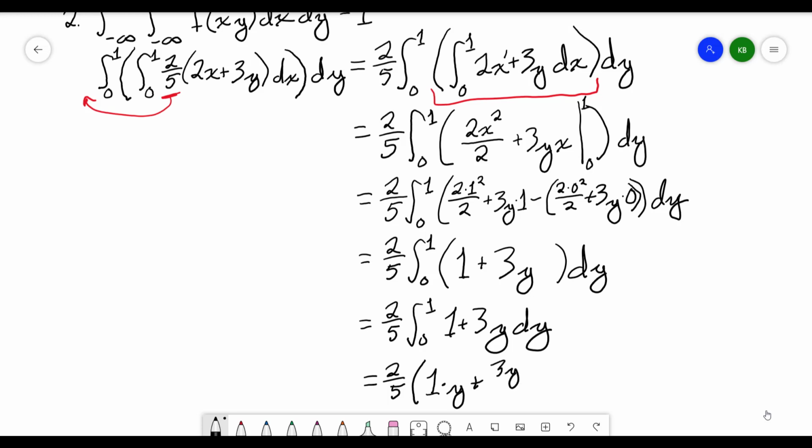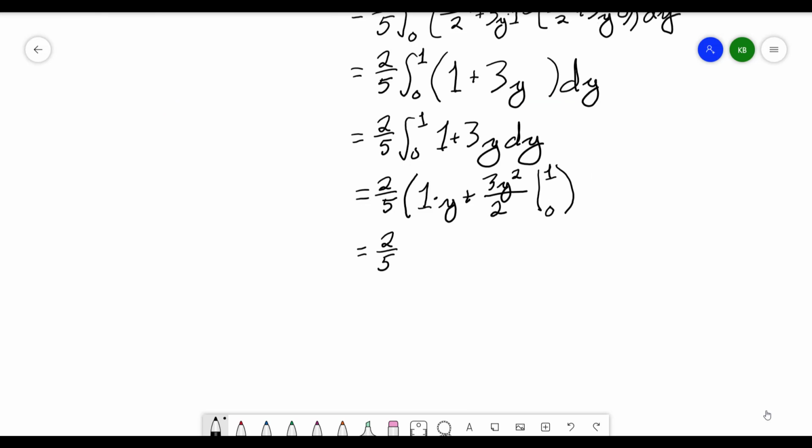So I'll have 3y, adding 1 to my exponent makes it squared, and dividing by that new exponent of 2, I'll have 3y squared over 2. I'm going to be evaluating that from 0 to 1. Now, I'll still have my 2/5 outside of my parentheses because I have more to deal with inside of my parentheses. So 1 times y, I'm going to plug in 1 for all of my y's, so I'll have 1 times 1 plus 3 times 1 squared over 2. And I'm going to subtract from that, plugging 0 in for y, so I'll have 1 times 0 plus 3 times 0 squared divided by 2.